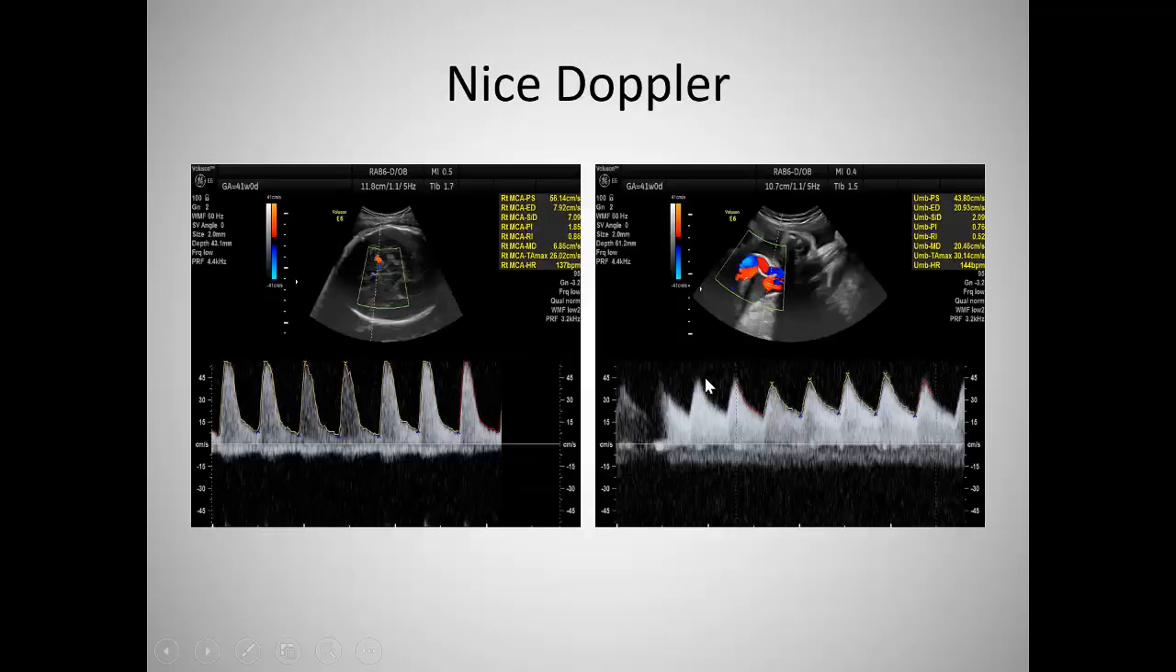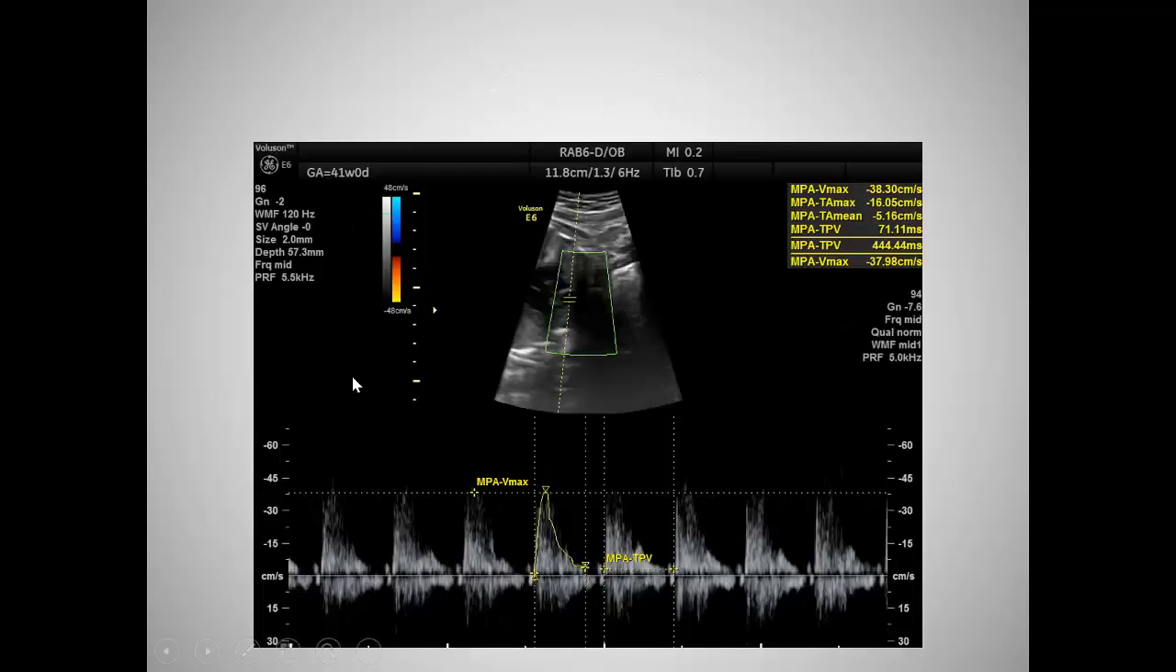Then came also to the Doppler, nice Doppler. Here, this is the RI in the umbilical artery 0.5 and the PI 0.76, while the RI in the middle cerebral artery is 0.86, which is a normal cerebro placental ratio. And here I tried to get the main pulmonary artery Doppler, and it is also within normal range regarding the fetal maturity.